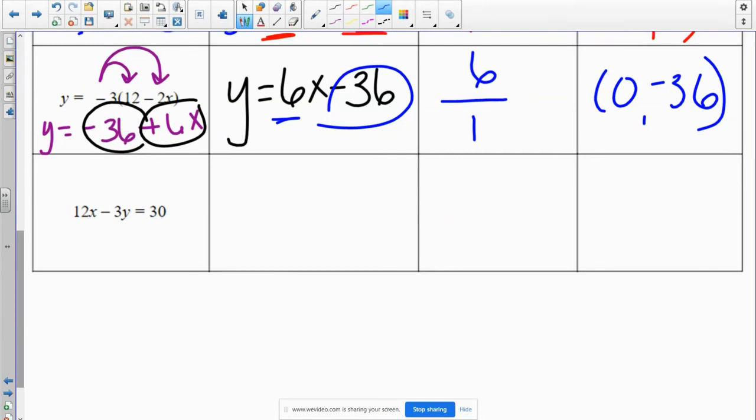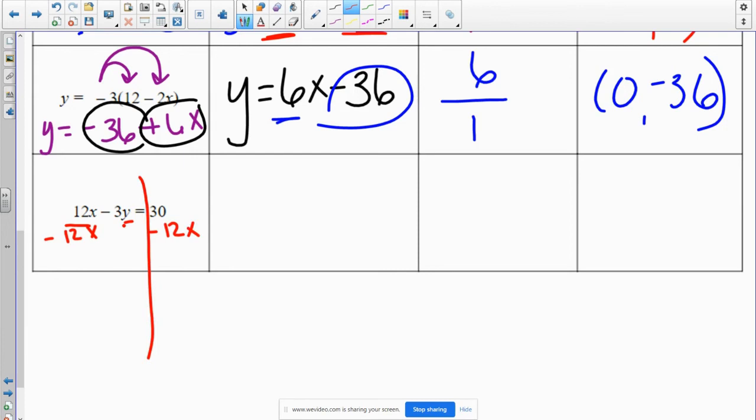Last problem, if we look at it, looks like fun. Now, here's the deal. There's my little y. I want it all by myself on the left side. So I've got some things I've got to get rid of. So first thing to get rid of is these 12 x's. If I don't want 12 x's on that side, I'm going to get rid of them by taking them off. In other words, subtracting them. So we're going to take negative 12x off this side, negative 12x off this side.